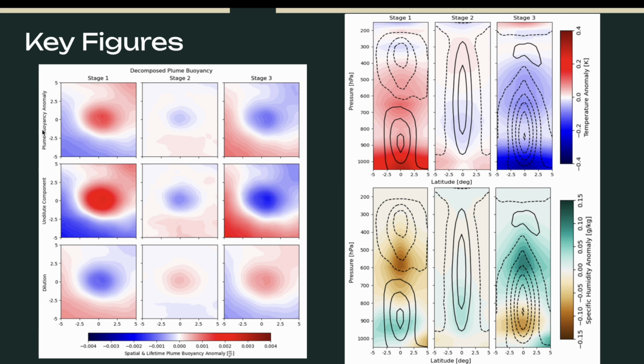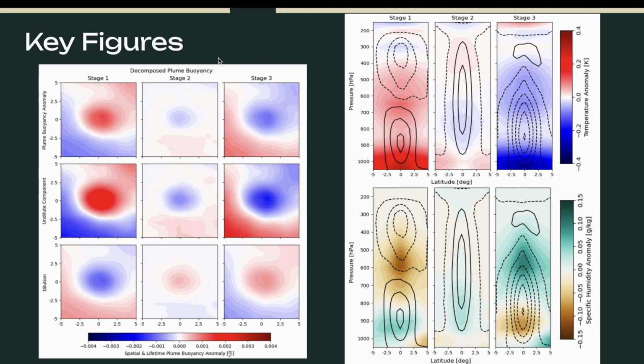And on the top row here, this is our total plume buoyancy anomaly. Second row is the undiluted component, and third row is the diluted component. Rows 2 and 3 we add together to get the total plume buoyancy, which is the top row there. And then on the right, these are vertical profiles of our composites, taken across like this. On top we have temperature anomalies, and the bottom is specific humidity anomalies. And the black contour lines are the same for both figures, and those are vertical velocities, where solid contour lines indicate upward movement and dashed lines indicate downward movement.